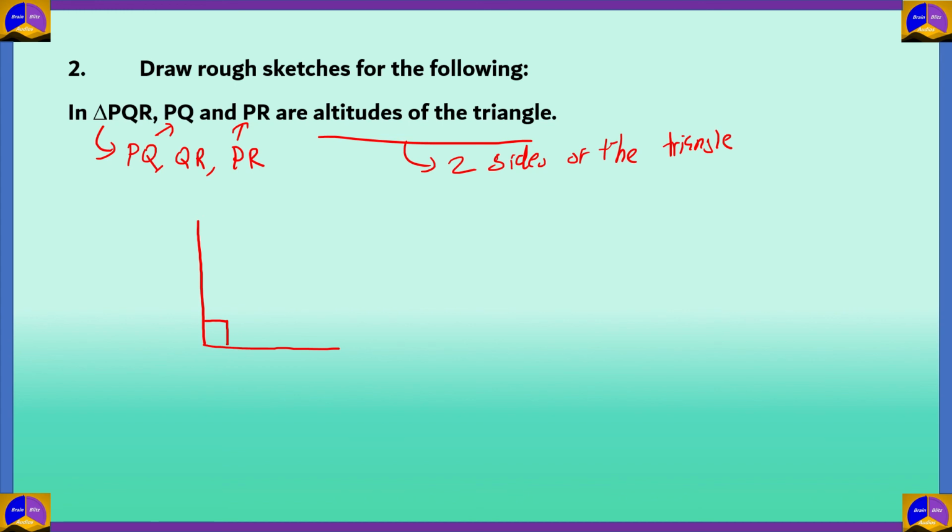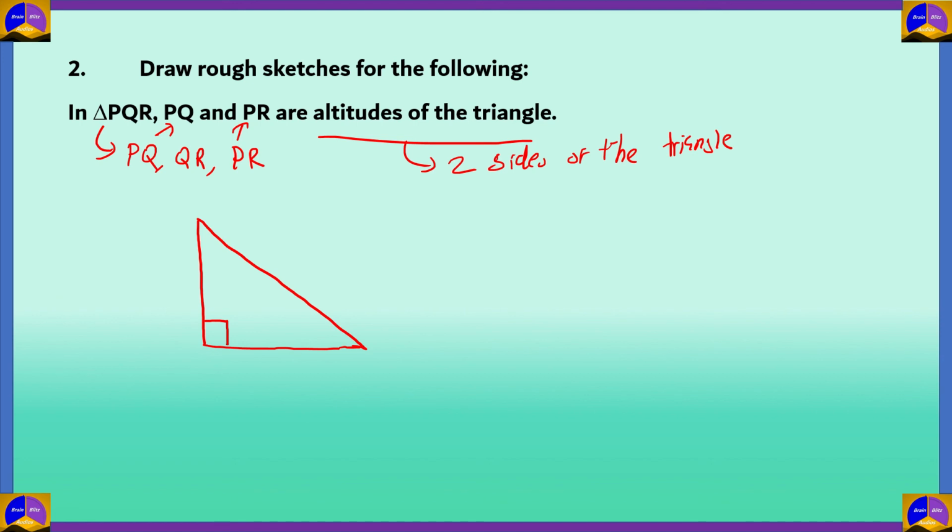because if it went both ways, then the altitude we drew would be inside the triangle, not a part of the sides of the triangle. So if we draw like this, now this forms two sides. If we just connect these vertices, we get a triangle, more specifically a right triangle.